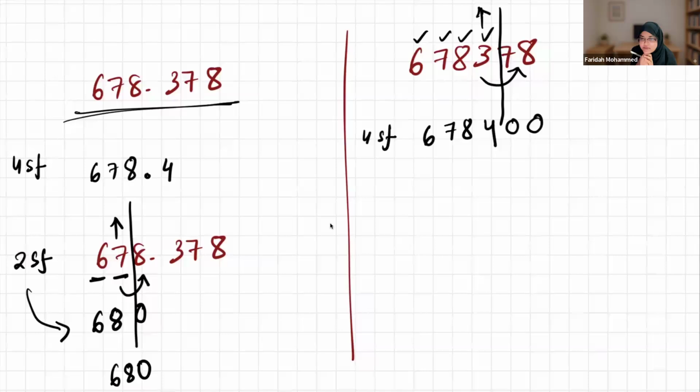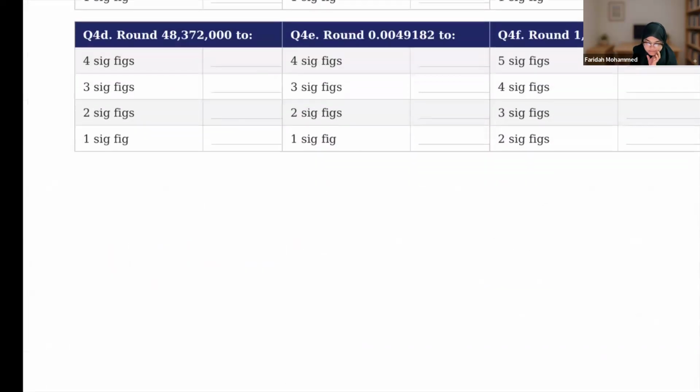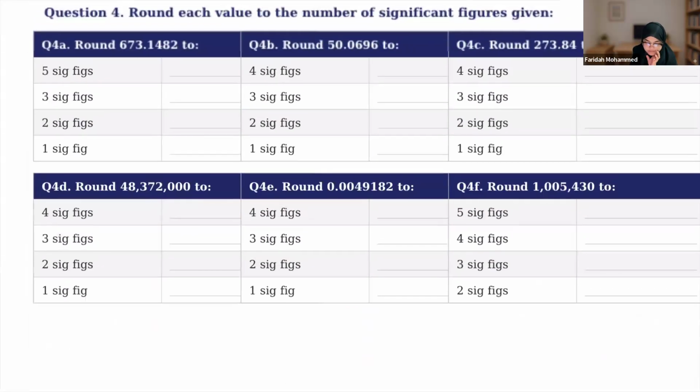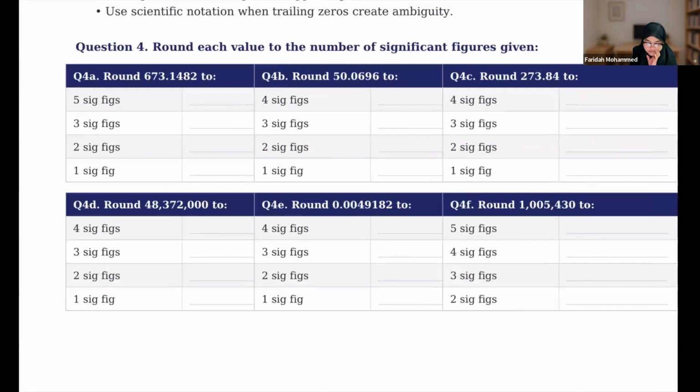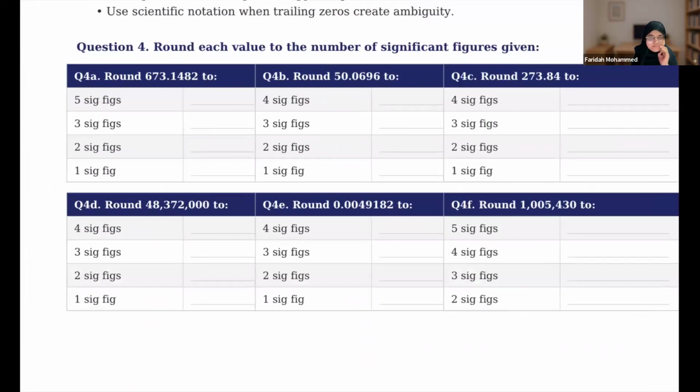Anyone has a question, you can text in the chat box. Does it make sense? Yeah? Okay, now try this. Try number 4. This one. Put it in the chat box, okay?